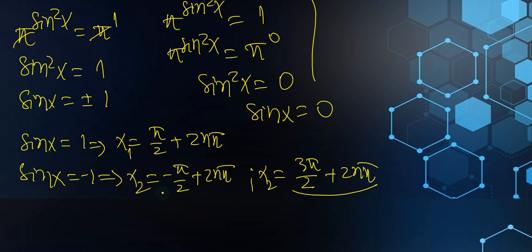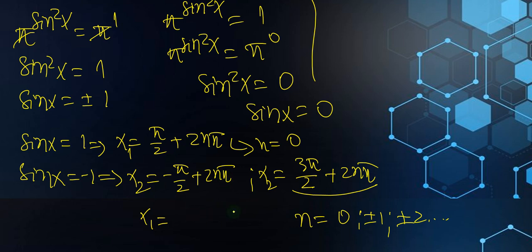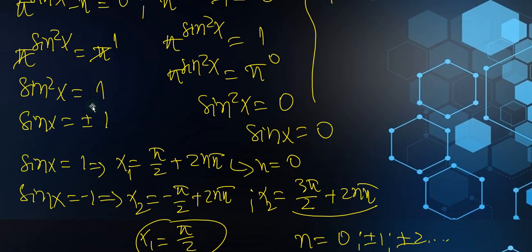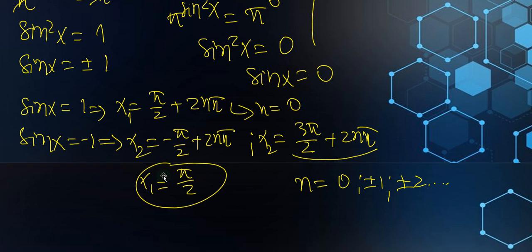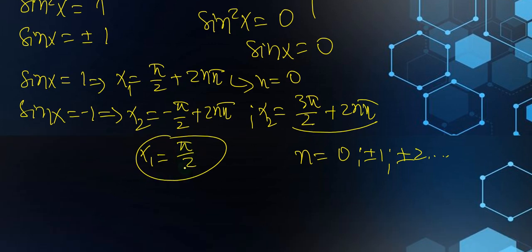Let's say in the first one, x1, n is equal to 0, because I forgot to say that n is equal to 0, plus or minus 1, plus or minus 2, and so on. If n is equal to 0, x1 is going to be pi over 2, and sine of pi over 2 is equal to 1, and cosine x is cosine of pi over 2.